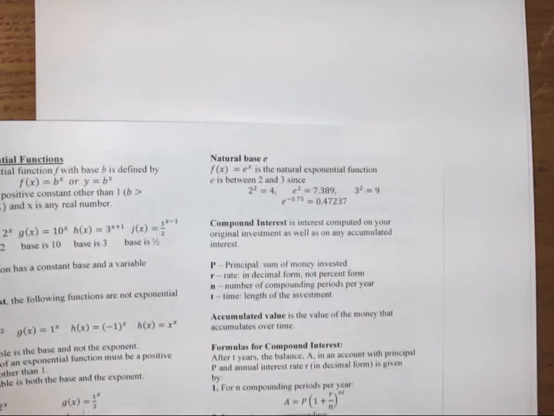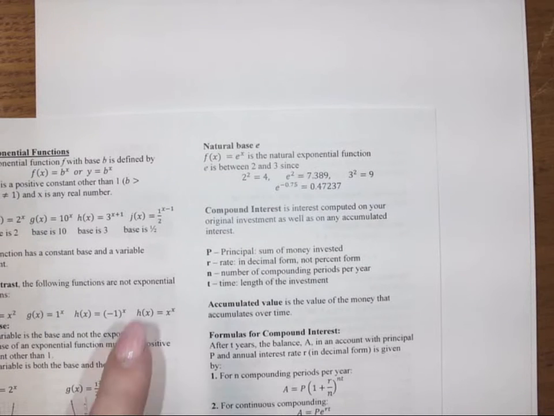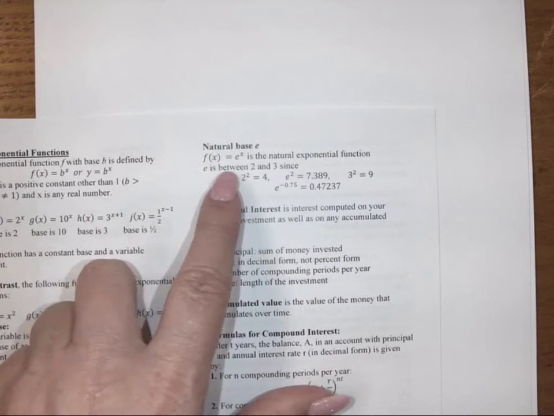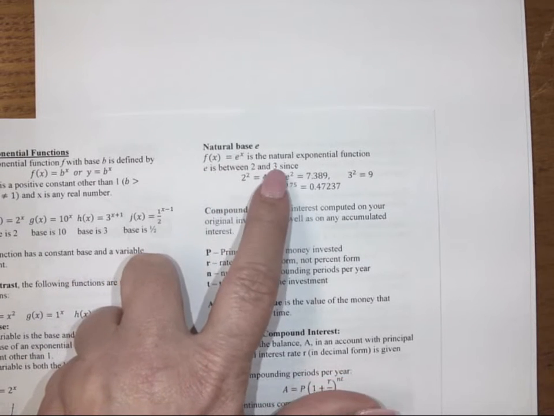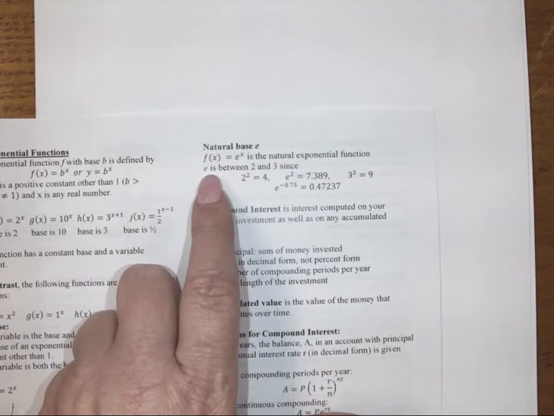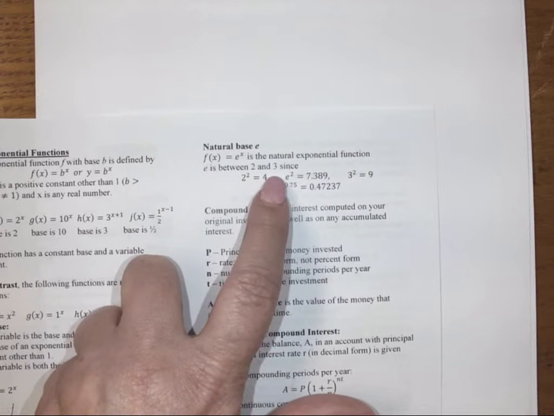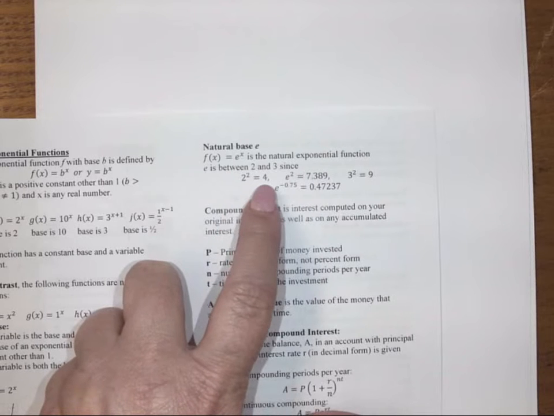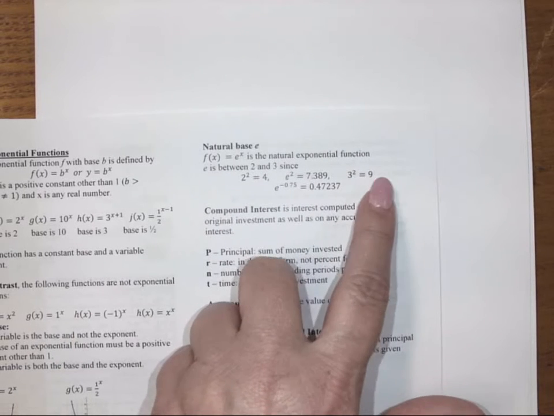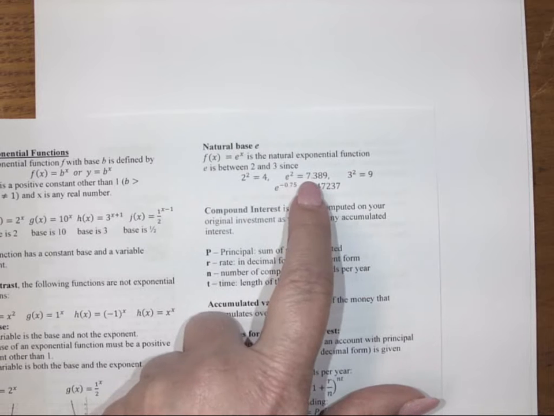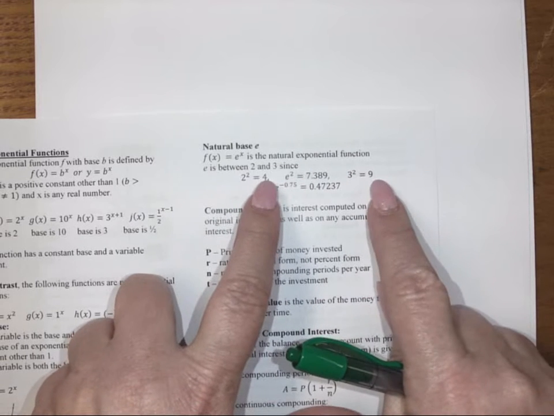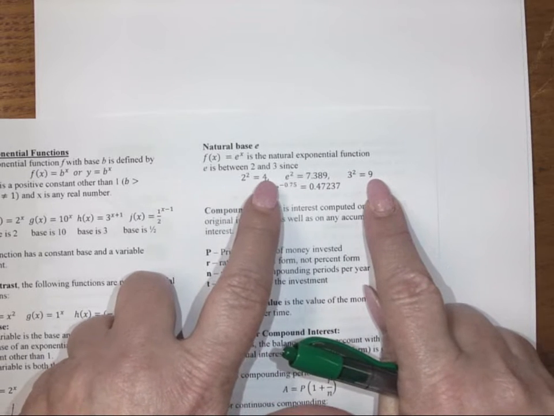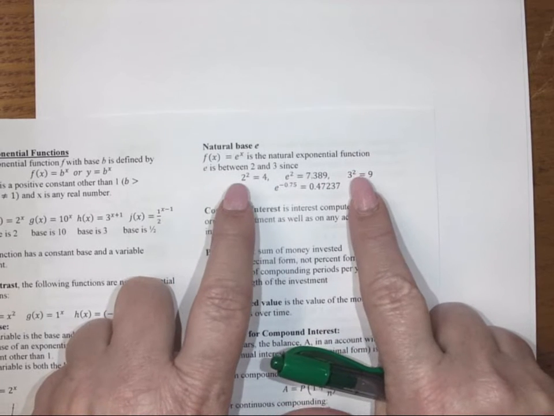We also have the natural base e. So f of x is equal to e to the x is the natural exponential function. E is between 2 and 3, the value of it, because we find that 2 squared is equal to 4, 3 squared equals 9, but e squared equals 7.389.